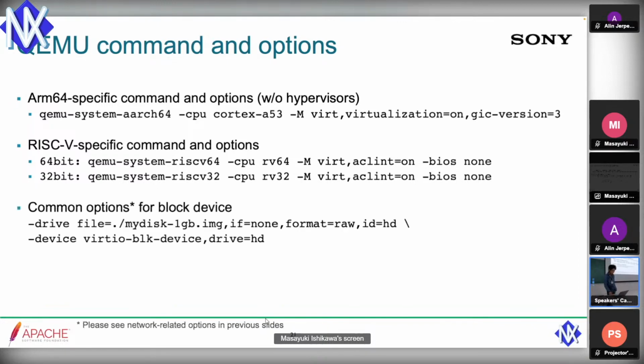And to support block device, we need to specify the following options. For example, the drive option is used to specify my disk 1GB.img file in raw format image. And the device option is used to specify the block device which goes with the drive. Regarding the network related options, please refer to the previous slides. And common options like this mean that we do not use the display and run NuttX in SMP mode.